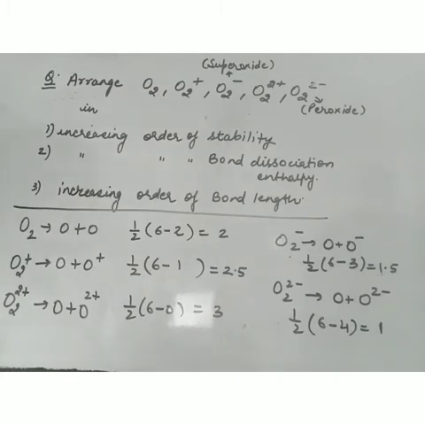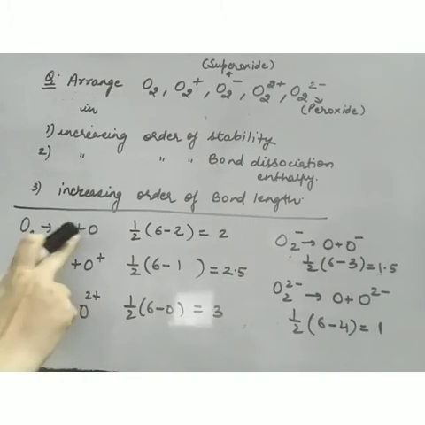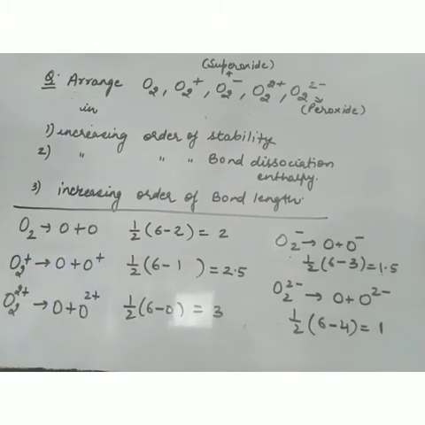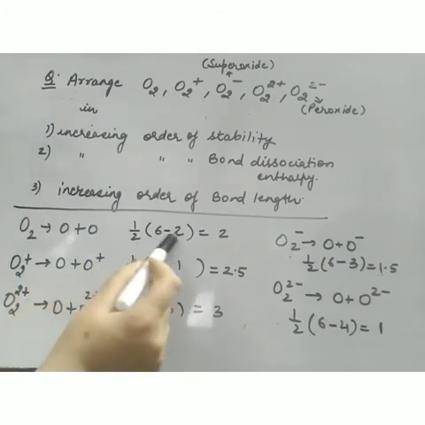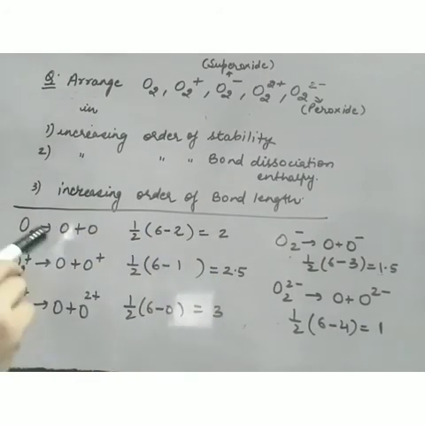If we want to get the order of stability or bond enthalpy, first we have to calculate the bond orders. Now this is the standard, O2 is equal to O plus O. Now what is the bond order of O2? Half into 6 minus 2, that is 2. So simply learn how to find out the bond order for O2.